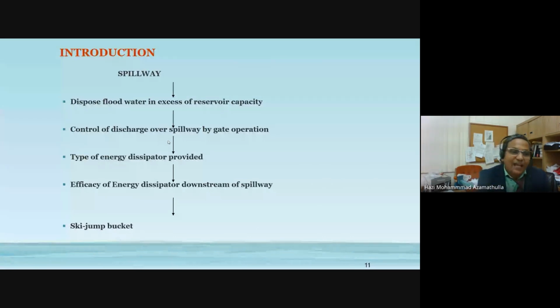Okay, so what is happening? You are all aware why. In a dam there are two components: one is the spillway, another is the non-overflow section. Overflow section, non-overflow section. Why? We need to dispose of flood water in excess of reservoir capacity.